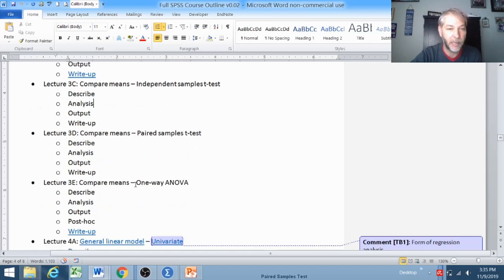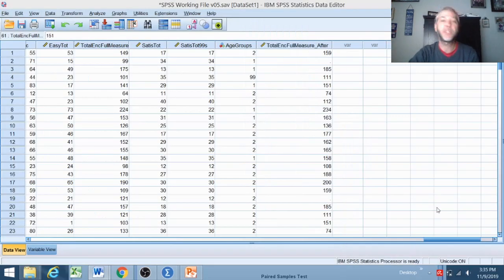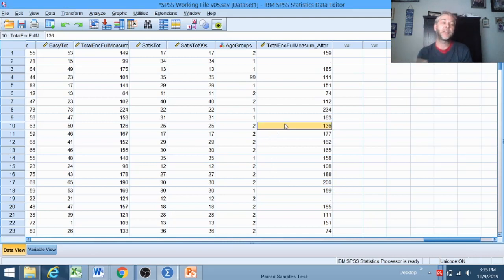And you can see we are now going to move on to 3E. We're going to remain in the comparing means section, but we're going to move on to a one-way ANOVA. As we continue, let me give a reminder that this is not a statistics course. This is a course on knowing how to use SPSS, how to read the outputs, how to do the functions. We do the write-ups when we can, and we will continue to do that. But the main function of this course is to understand SPSS, where to find what you need, how to do it, and then how to interpret a little bit.